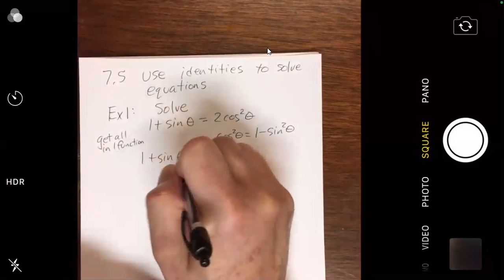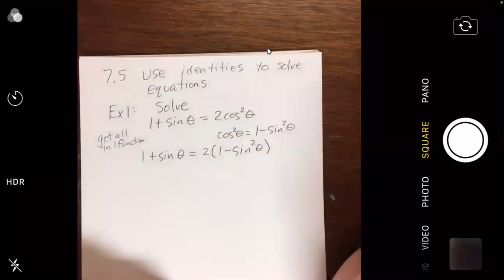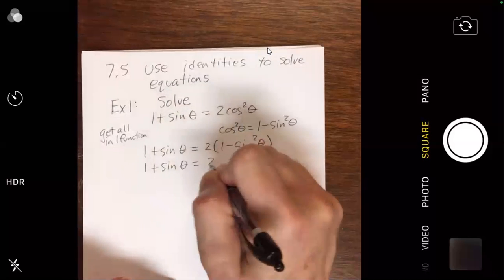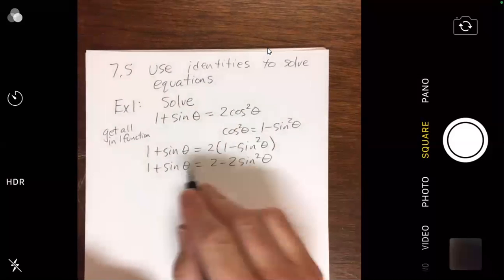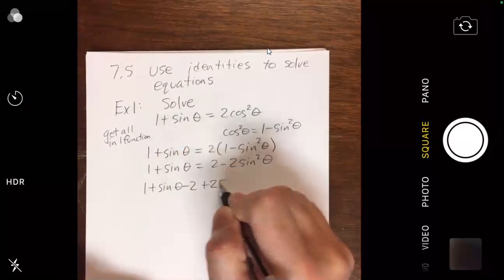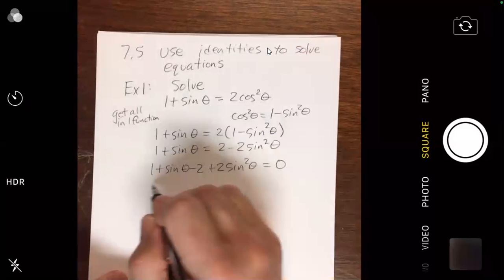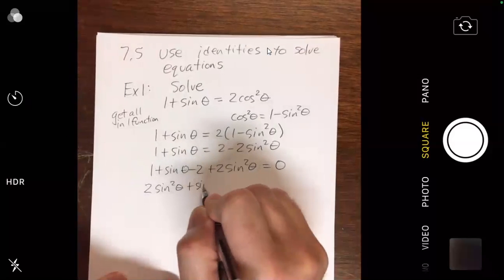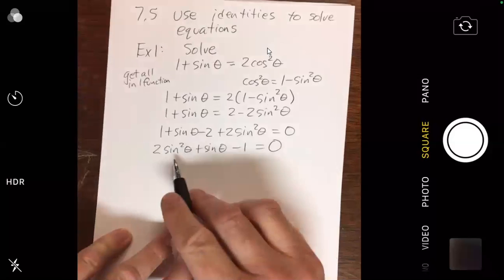1 plus sine is equal to twice 1 minus sine squared. So 1 plus sine, distribute the 2, 2 minus 2 sine squared. If we bring these pieces over, you've got 1 plus sine minus 2, add 2 sine squared. And we can write that 2 sine squared plus sine minus 1. And I'm guessing that this factors.